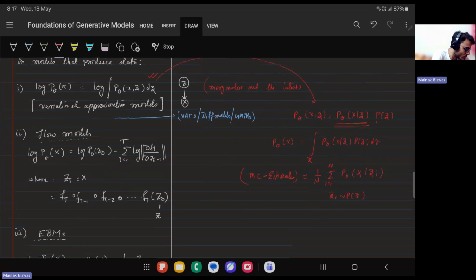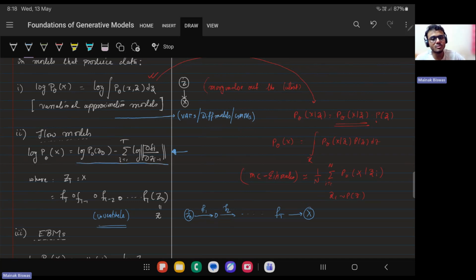For flow methods, we had a closed-form solution. We had a z0 and a list of operations f1, f2, all the way to ft, and this gave me the data. We made these functions invertible, so the likelihood was given by log of p of z0 minus the sum over the log determinants of the partial derivatives of all the functions fi. This was one of the methods.